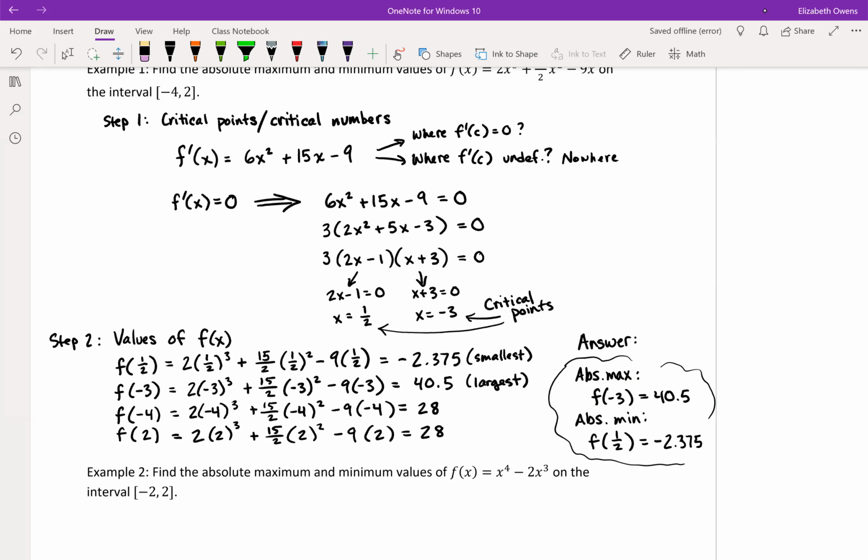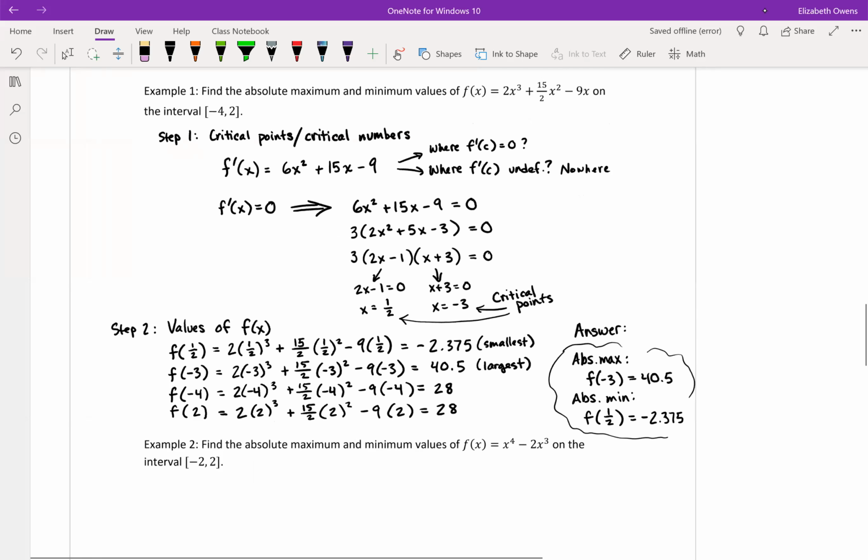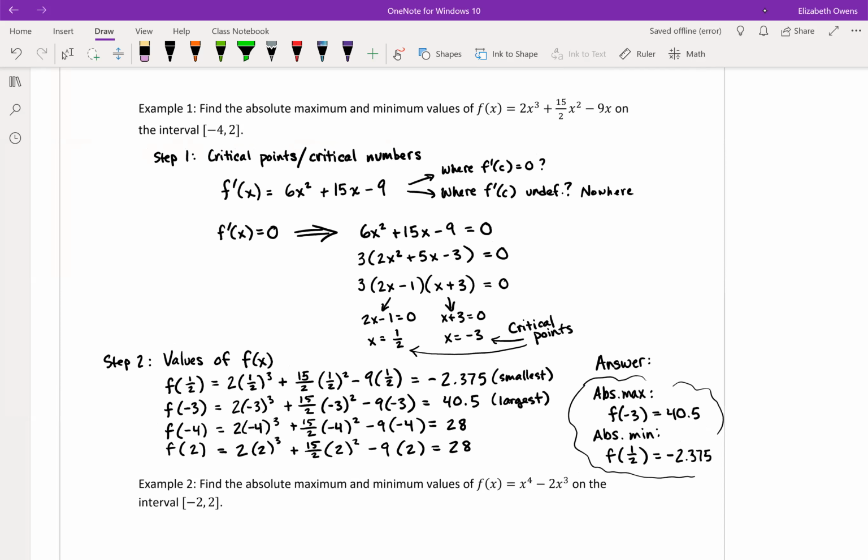So if you want to adopt that as well, I think it would probably be a good move to make sure that you're safe with your answer formatting. Okay, so there's our absolute maximum and minimum values for this.